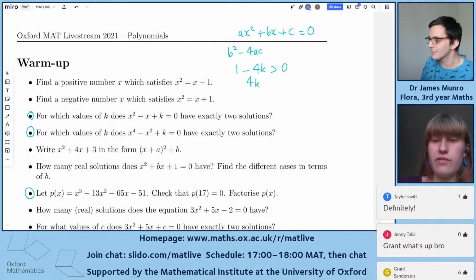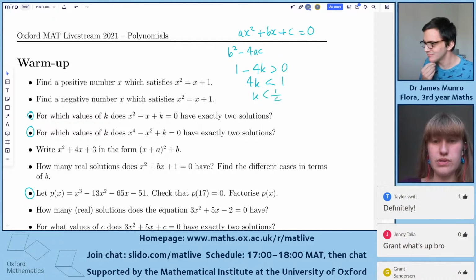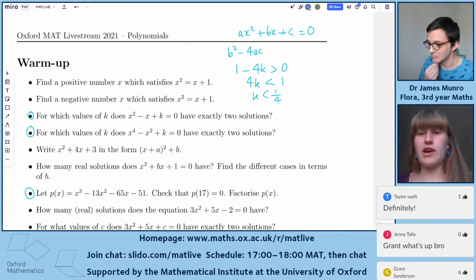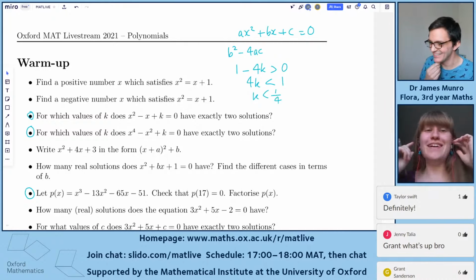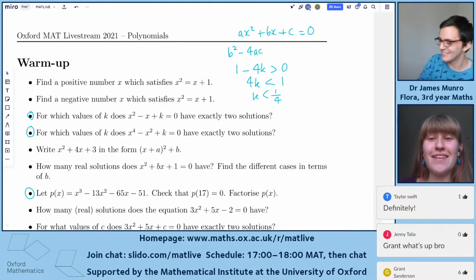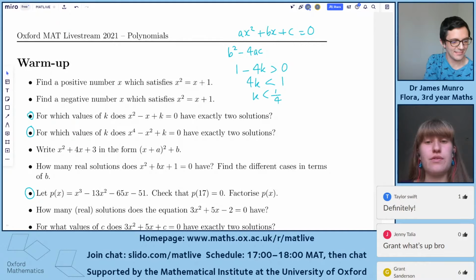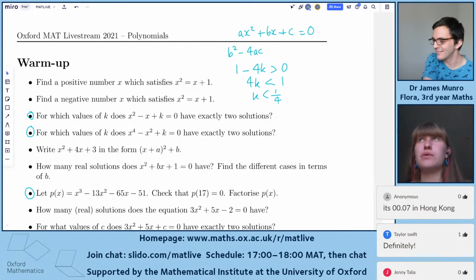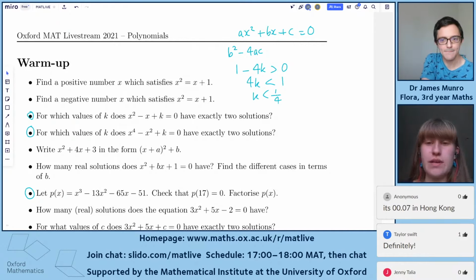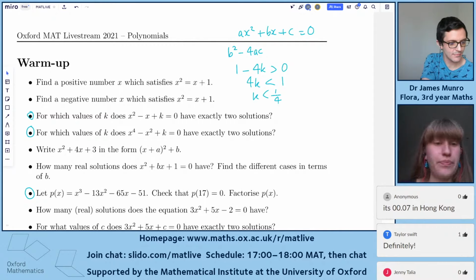A cheeky bit of rearrangement gives that we want 4k to be less than 1, k less than a quarter. Someone shout me if I mess up the algebra. So that is basically the answer for that one, and it says exactly 2 solutions. It doesn't say kind of up to 2 or whatever, so we want less than a quarter.